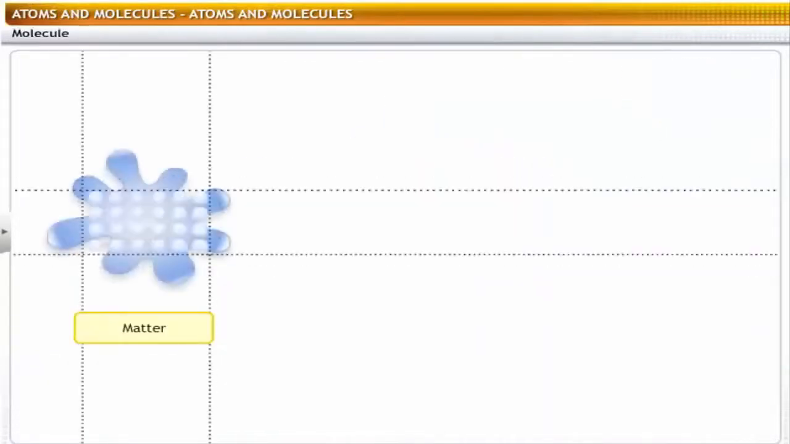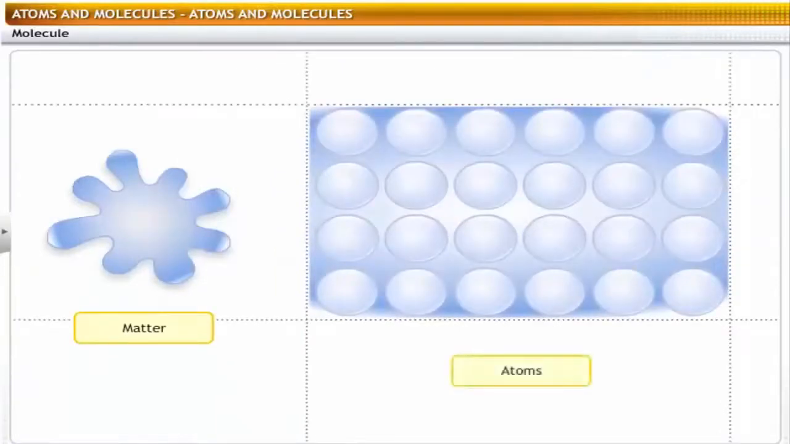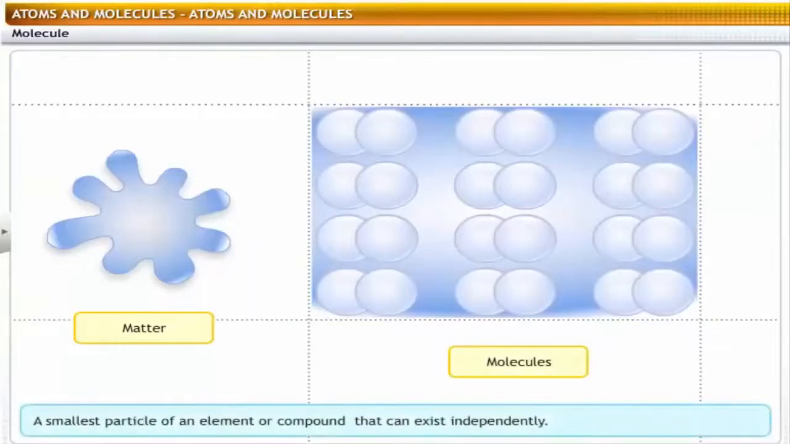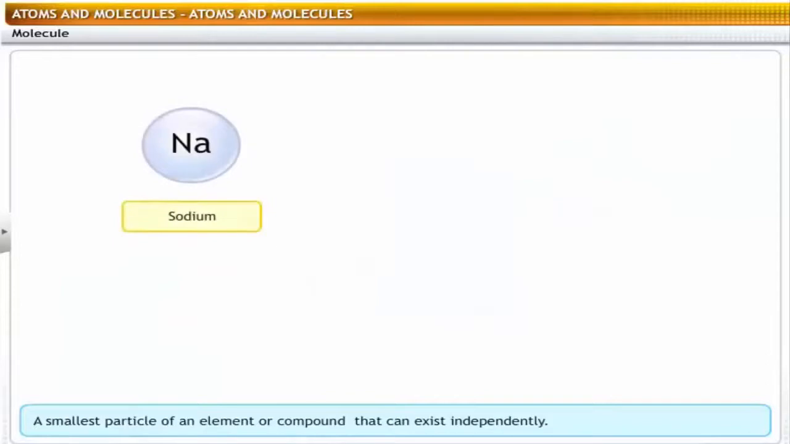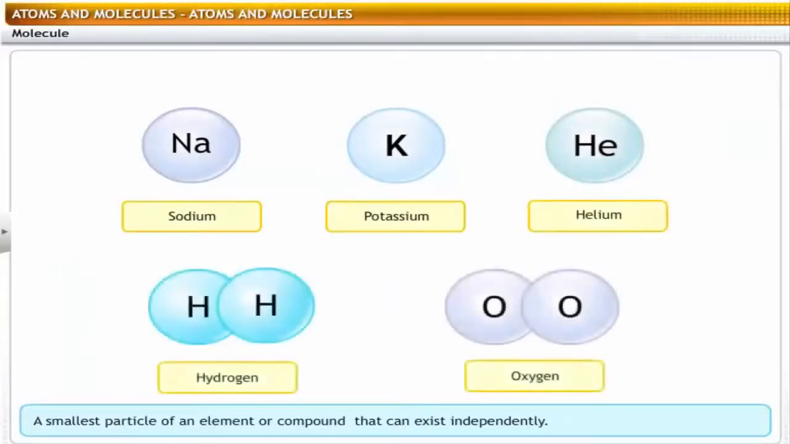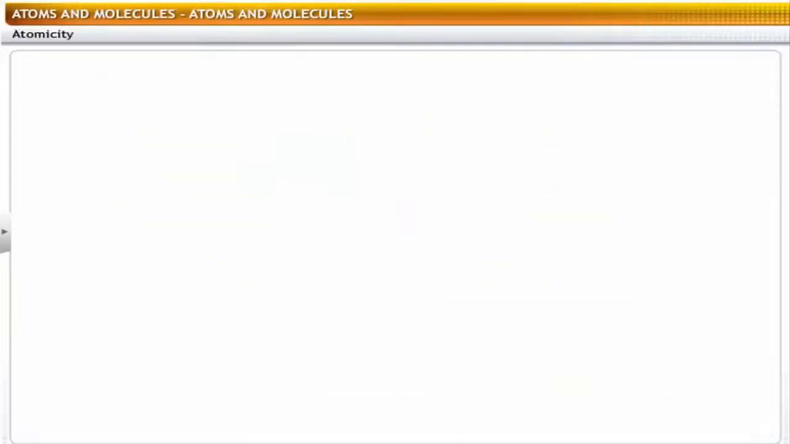Matter is made of atoms. But how do these atoms exist? These atoms exist in a combined state called molecules. Thus, a molecule is the smallest particle of an element or compound that can exist independently and show all the properties of that substance. Some elements like sodium, potassium, and helium exist as single atoms, and others like hydrogen, oxygen, etc. exist in a combined state.